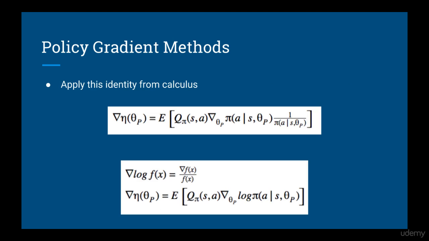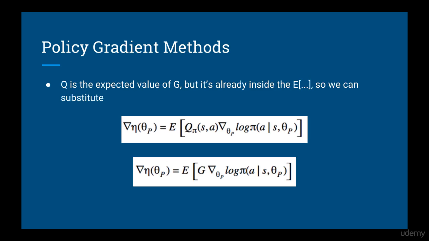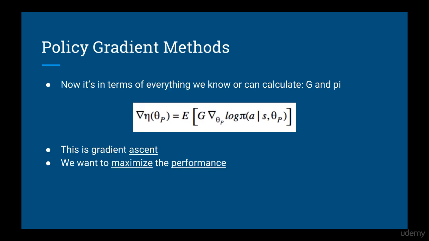What we can further do is use an identity from calculus. The gradient of log f is the gradient of f divided by f. The last step is to realize that q is actually the expected value of the return g, so we can replace that with g itself, since it all goes inside the expected value. Now we have an expression full of stuff we can actually use. G, which is the return we get from playing an episode, and pi, which is our parameterized policy.